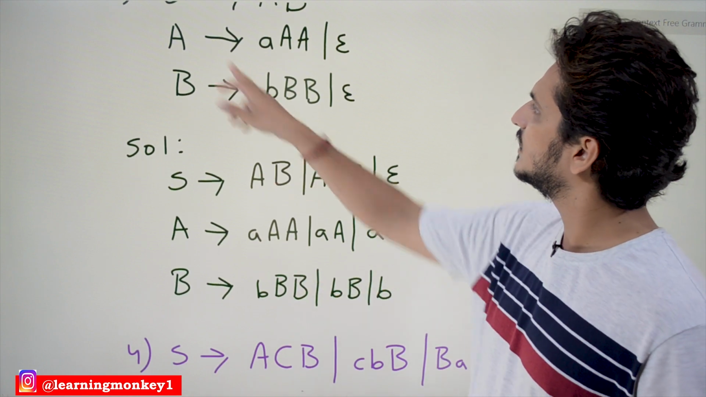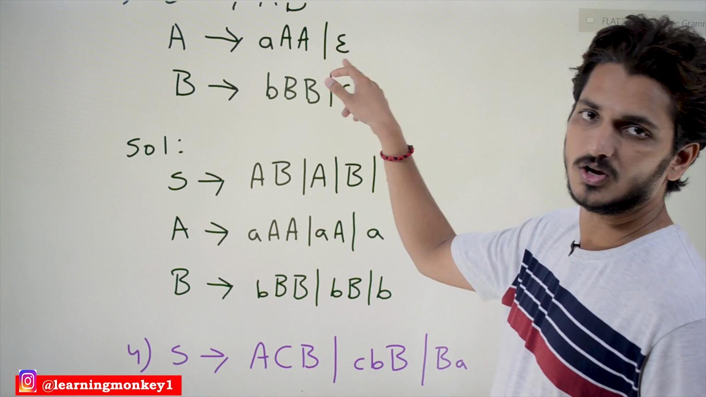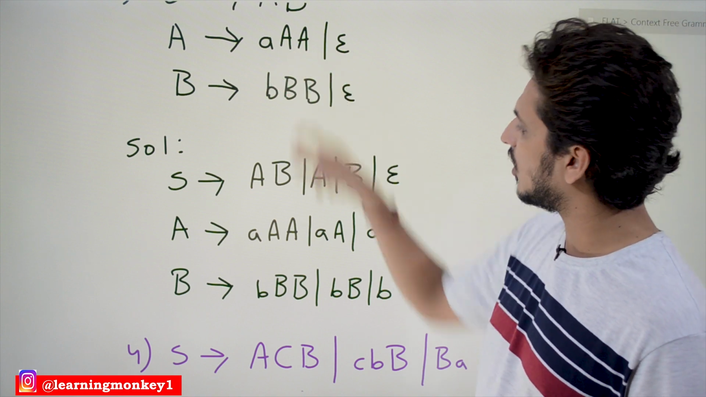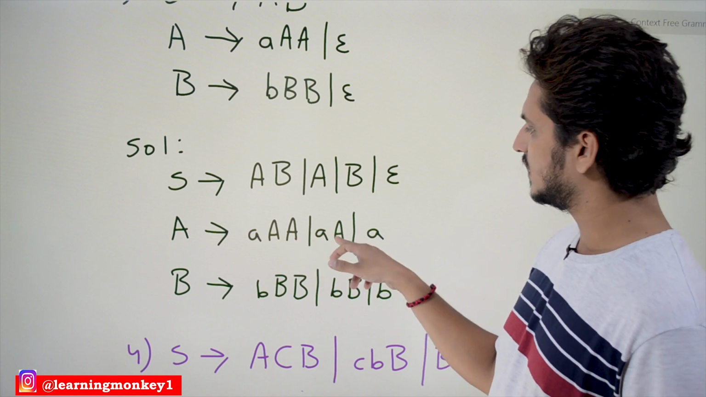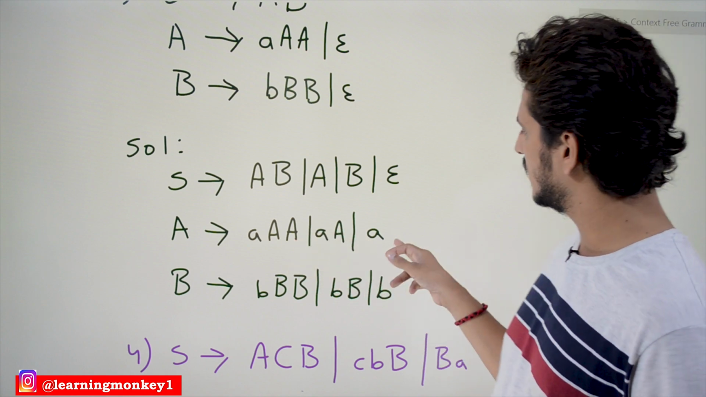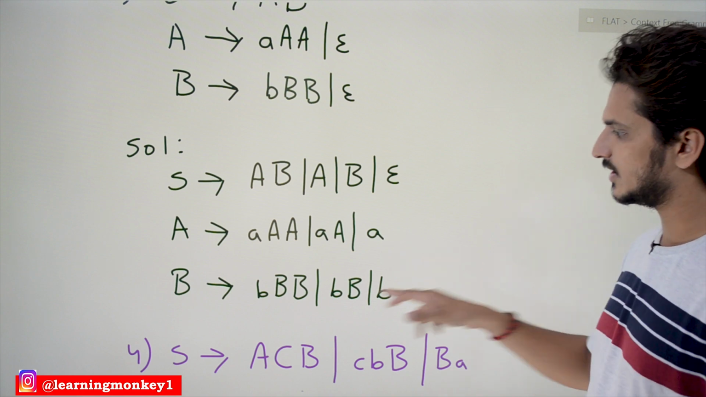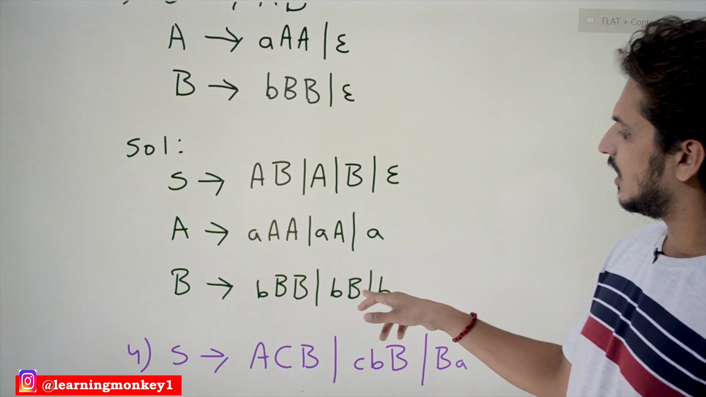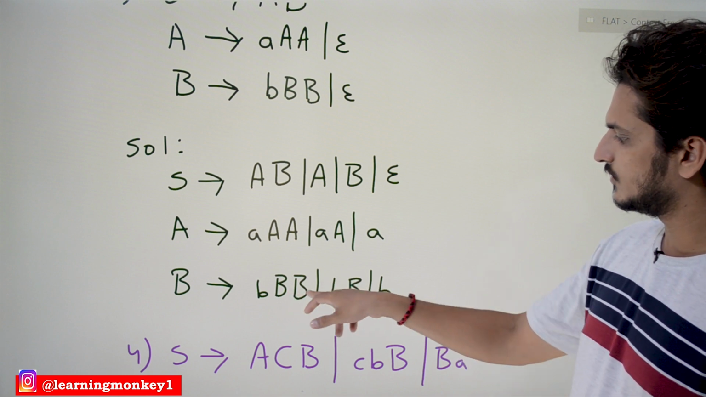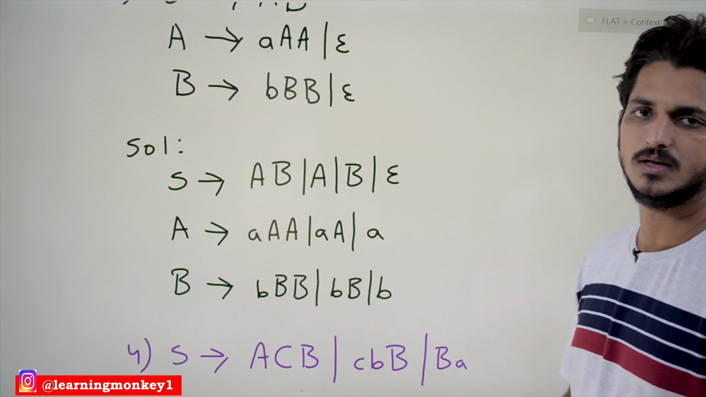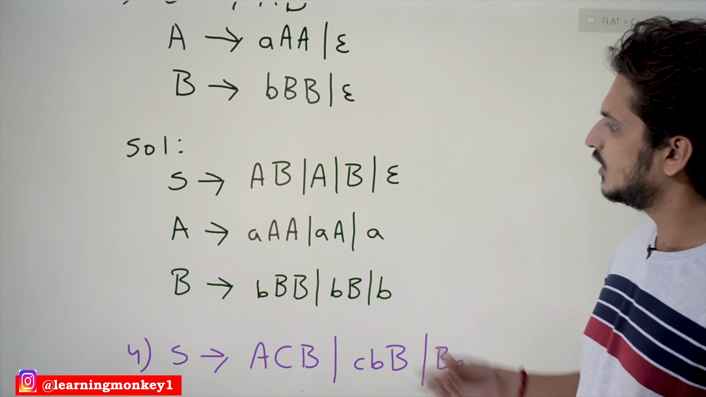Now coming to the next one, A tends to AAA or epsilon. You substitute all the possibilities in place of A. In AAA, if you substitute epsilon in one A, you will get AA. With two A's replaced, you will get A. That's why we have written it this way. Same way, B tends to BBB or BB or B, because if you substitute epsilon in one B, we get BB, and if you substitute both epsilons, we get B. This is how we eliminate epsilons.